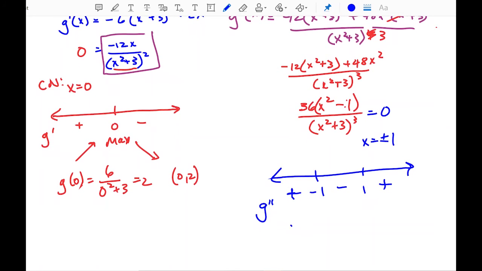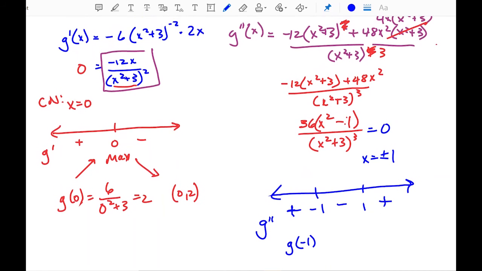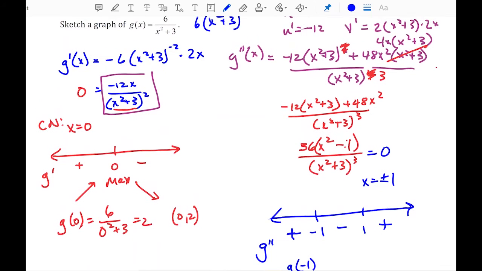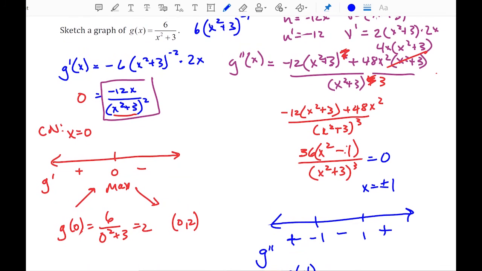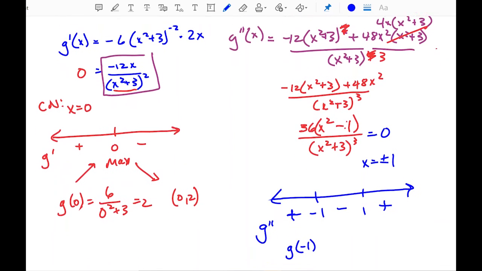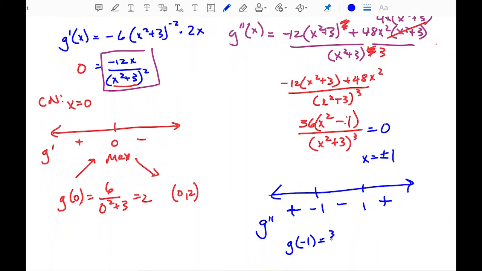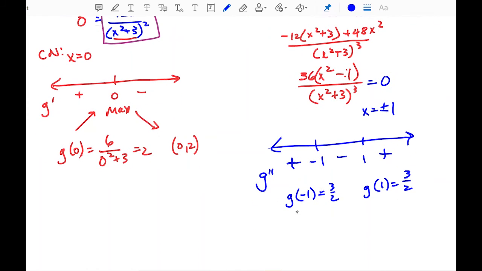So let's go ahead and figure out what those inflection points are, since we are going to graph them. Again, we're going to go back to the original function. So g of negative 1 squared is 1. So we get 6 over 4, which is 3 over 2. And g of 1 is going to produce the exact same result, because negative 1 and 1, when you square them, are the same thing. Also 3 halves. And so we have two more points, the inflection points, negative 1, 3 halves, and positive 1, 3 halves.